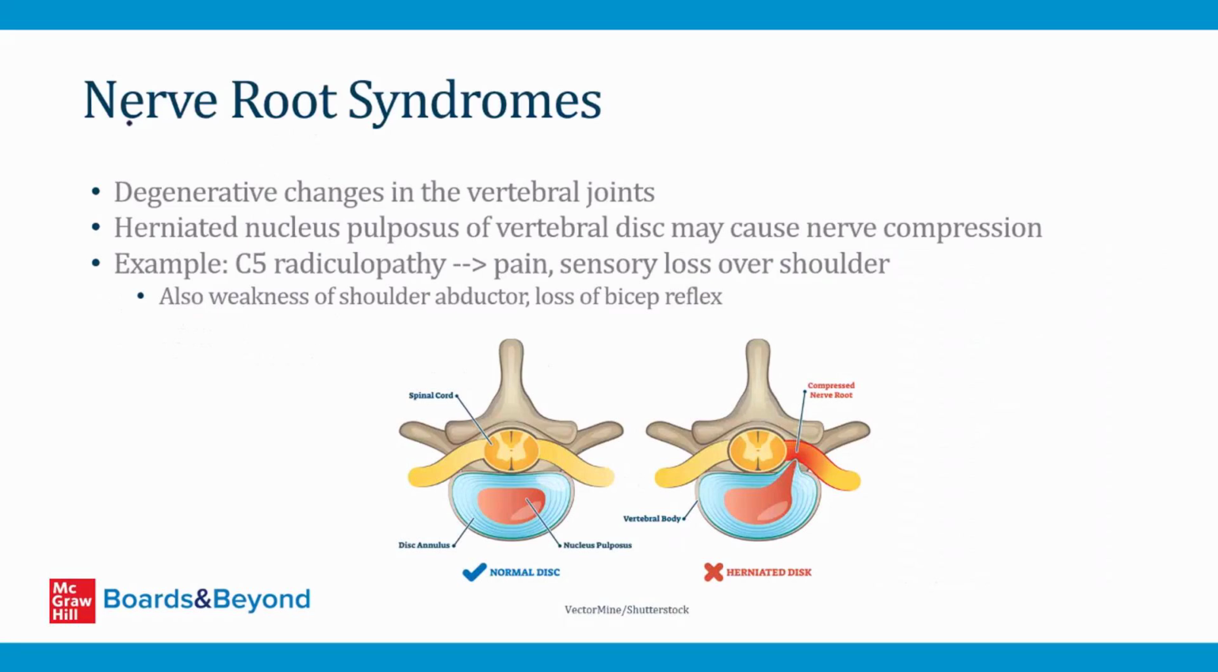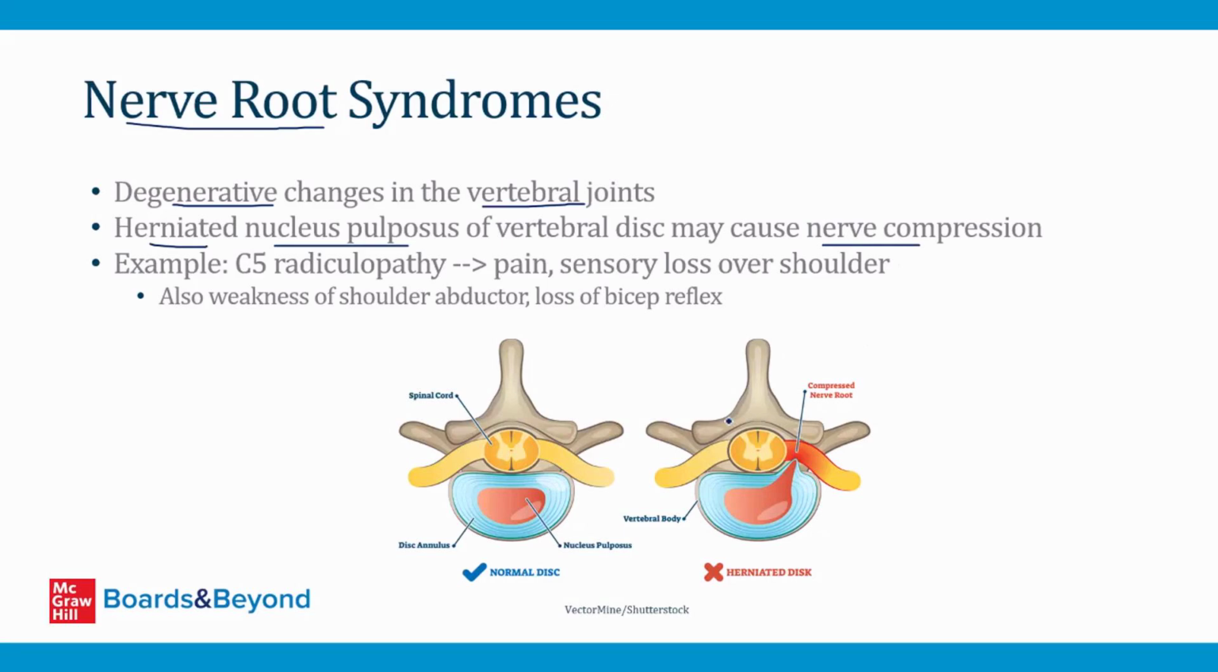Okay, let's talk briefly about nerve root syndromes. So many of us, especially as we age, have degenerative changes or breakdown of the joints in our vertebrae. And what can happen is the nucleus pulposus, which is spongy tissue found between the vertebral discs, can herniate or stick out to the side. And this can cause compression of one of those nerve roots we talked about before, like C1 or L2 or S1 or what have you.